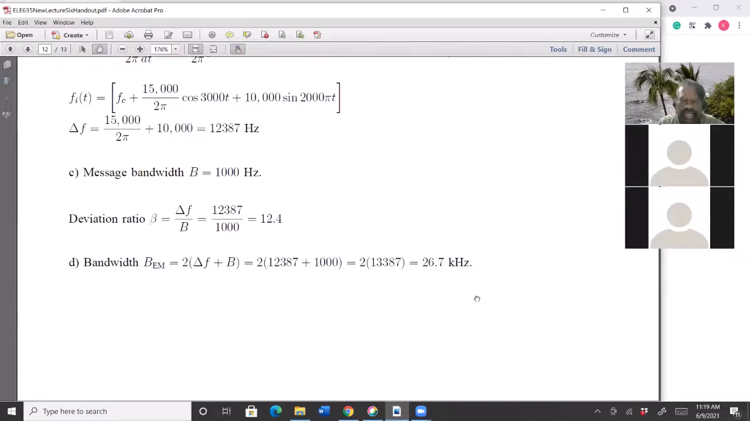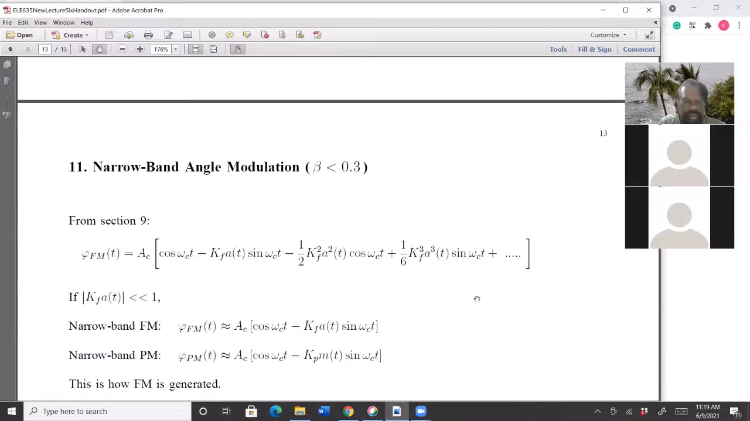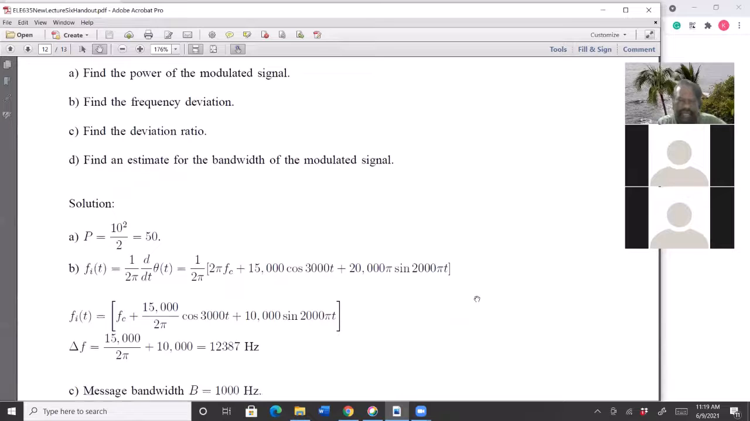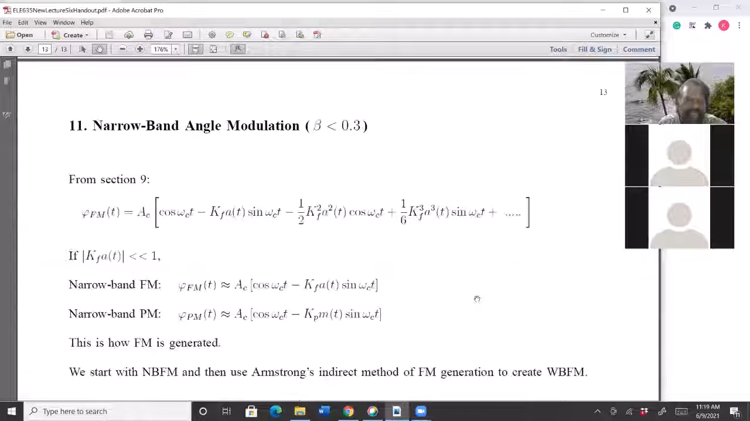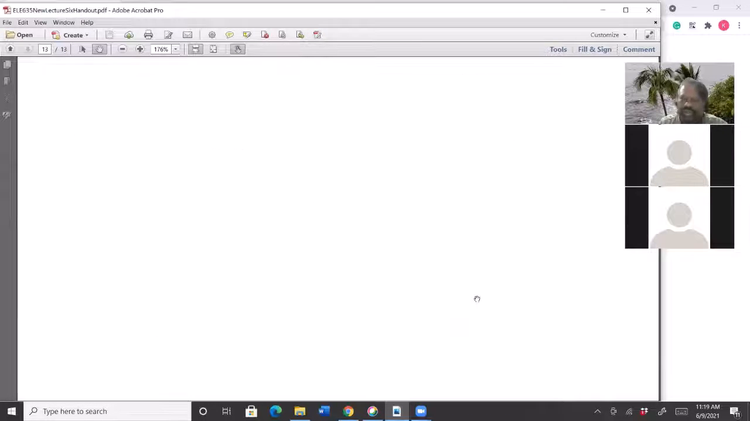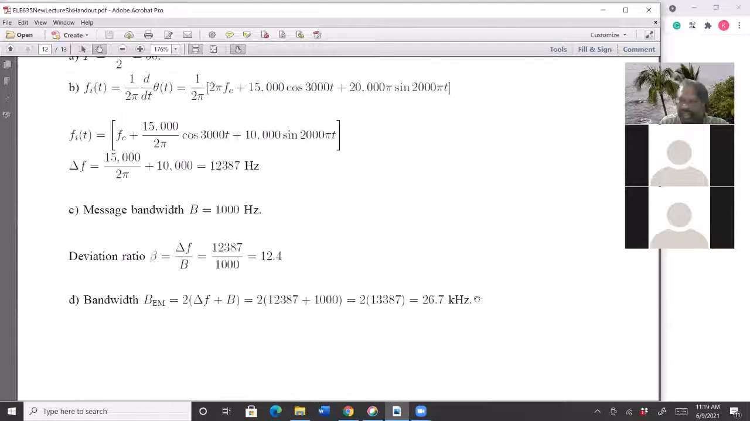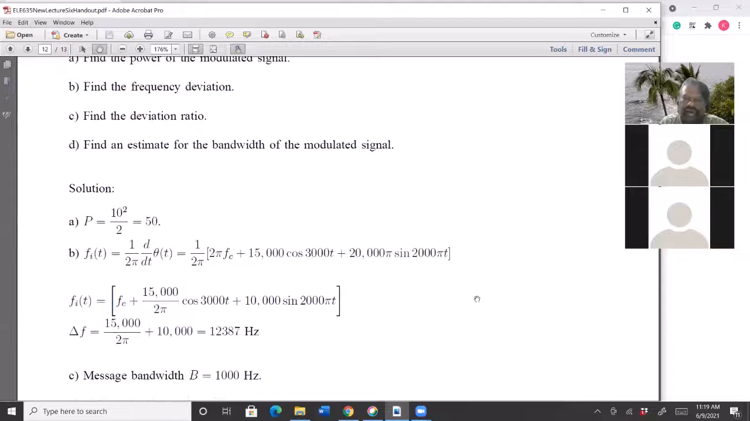Okay guys, and then we will go over this. I will go over this example again and this example next time, and then we will move on to more things on frequency modulation in the next class. Okay, all right, that's it.